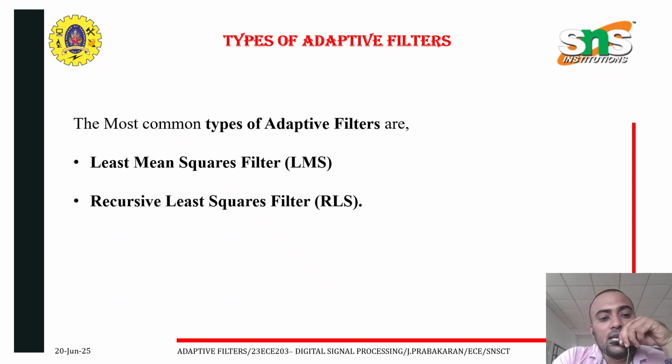Next one is recursive least squares, an adaptive filter algorithm that recursively finds the coefficients that minimize a weighted linear least square cost function relating to the input signal.